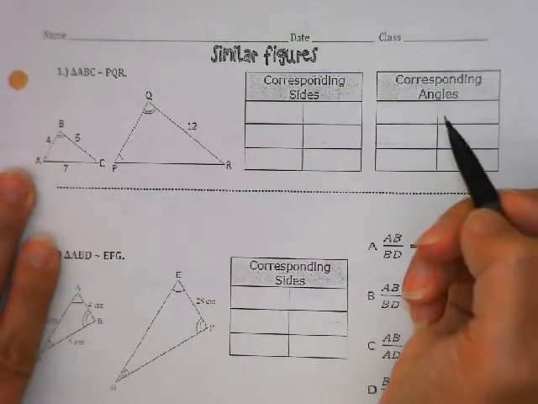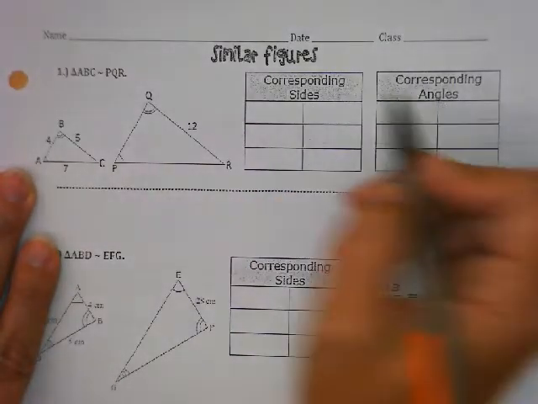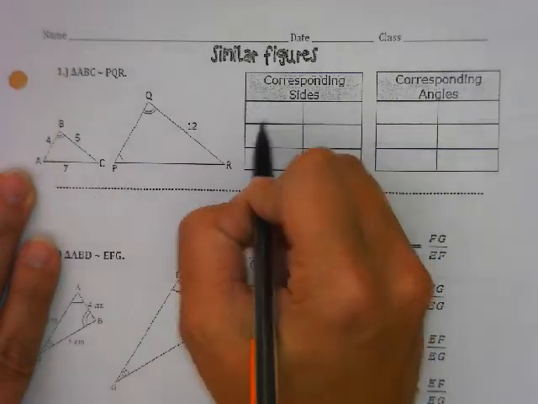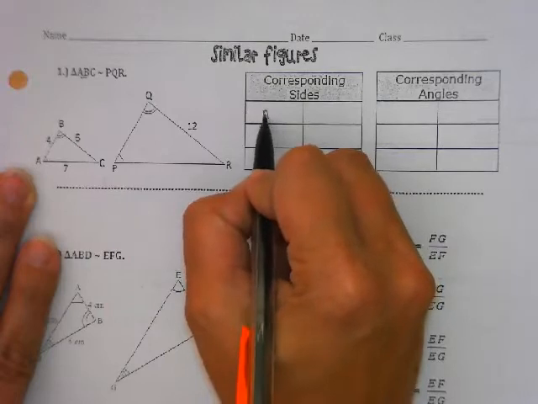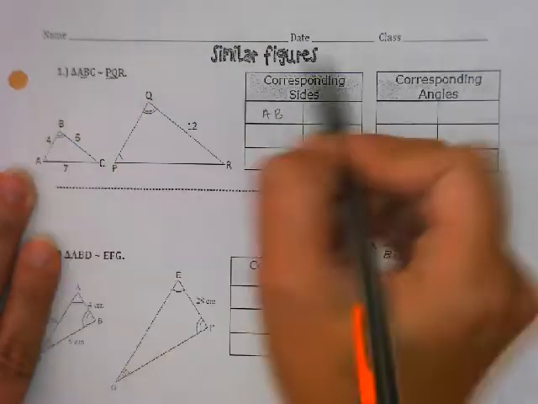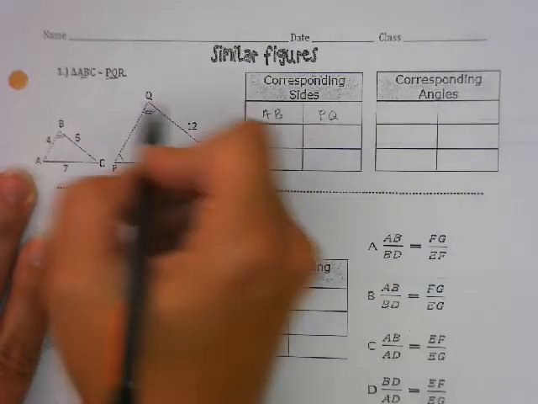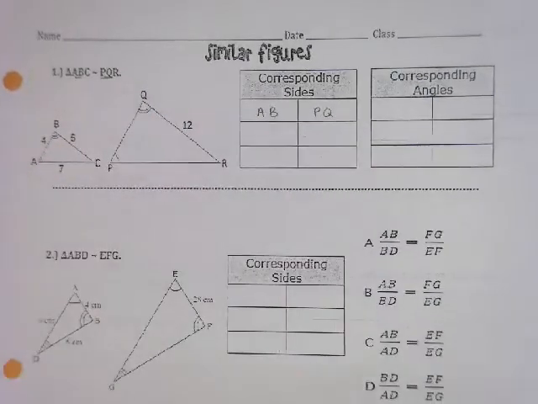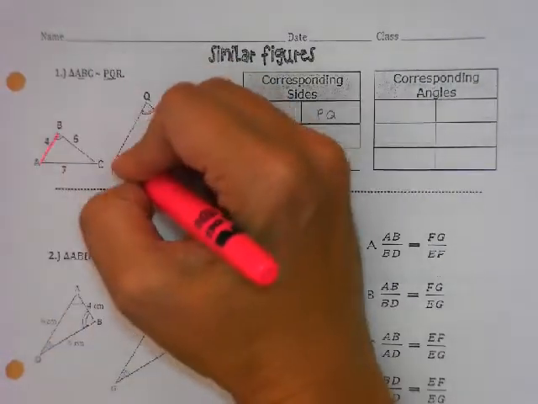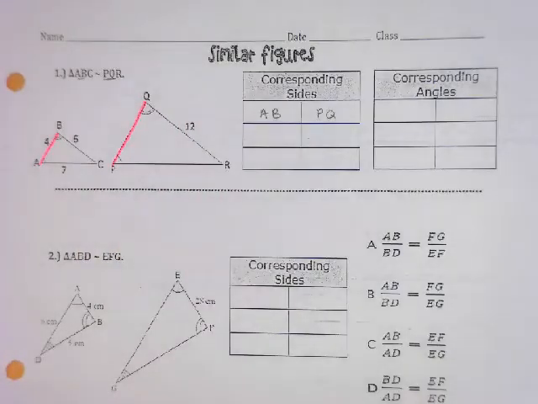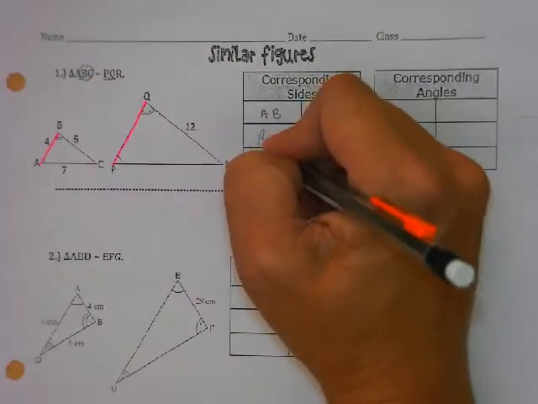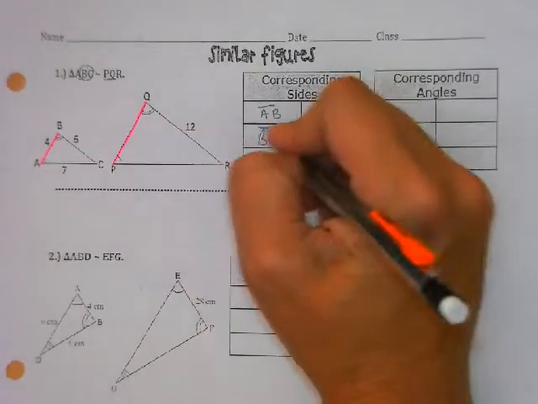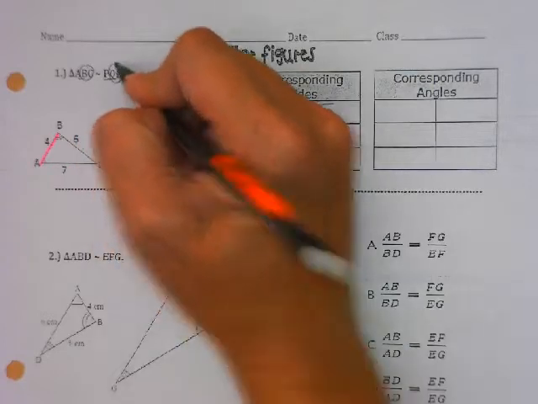So we have corresponding sides. If you look here, we're looking at letters. A and B is first. P and Q is first, so those are going to match. We can even mark those. Then next, we have B and C, and that is the appropriate notation, and QR.